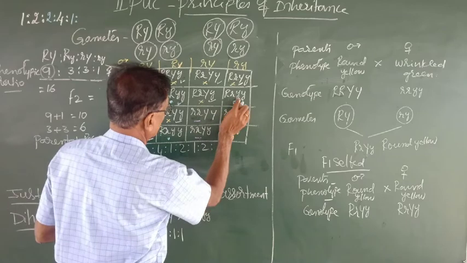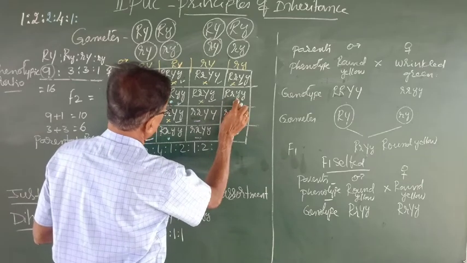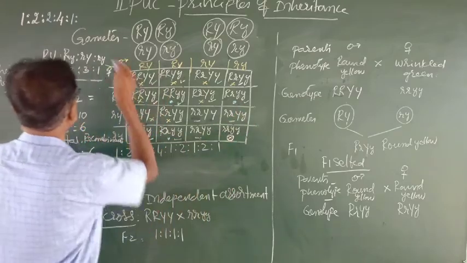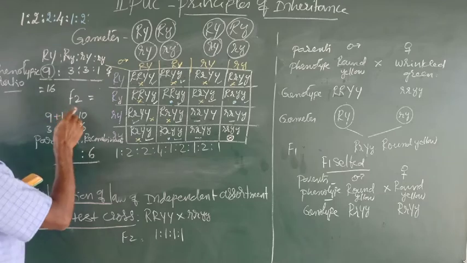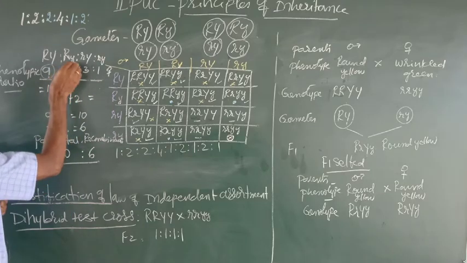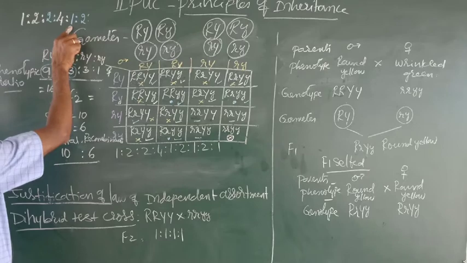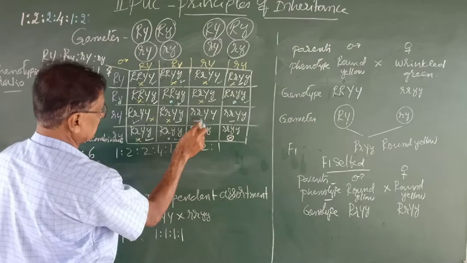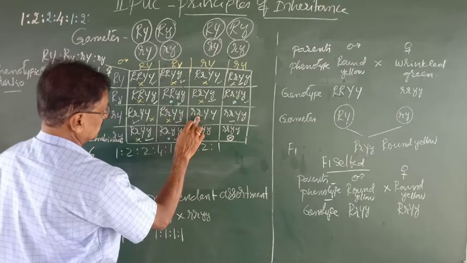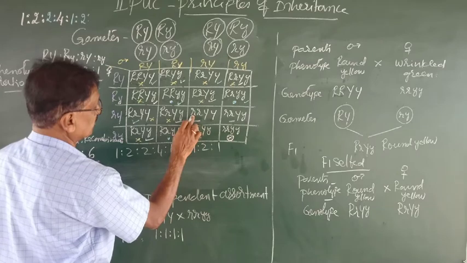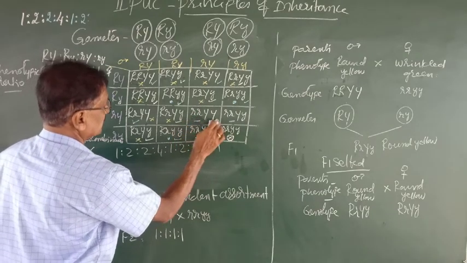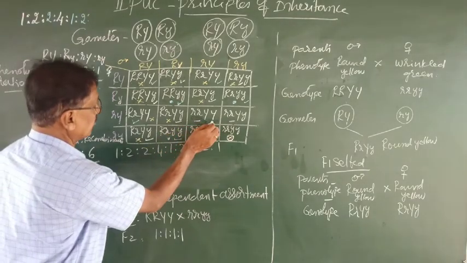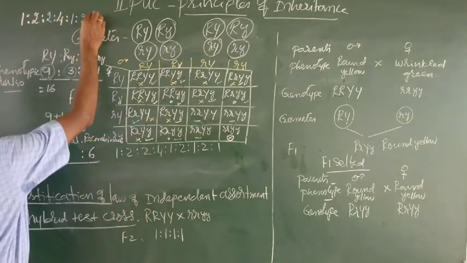1 capital R, 1 small r, 2 small y, 1 and then 2. That means 2. How many are they? Round green, totally 3. 1 plus 2, 3. The next is coming to this minus sign. These 2 should be in small letters, small rr. And here the 2 are what? Capital Y. As a result, how many of this genotype are there? Only 1.